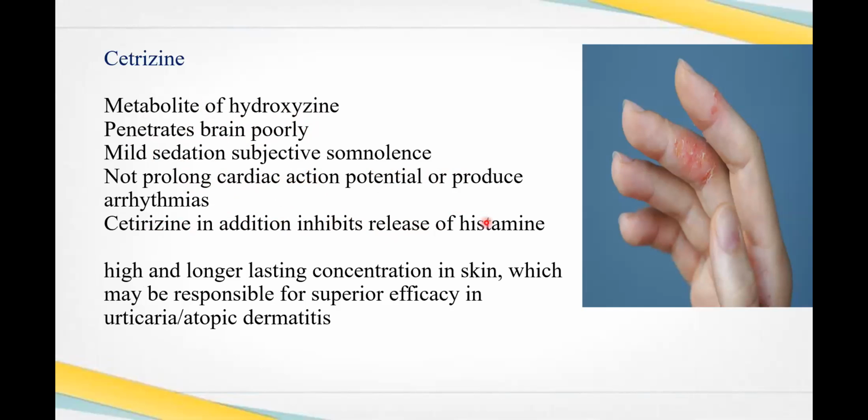Cetirizine also inhibits the release of histamine. I told you some second generation antihistamines inhibit the release of histamine also. Then cetirizine has a high concentration in the skin, so it is used in atopic dermatitis. You would have seen such cases. Because of the high concentration in the skin, cetirizine is useful in atopic dermatitis.